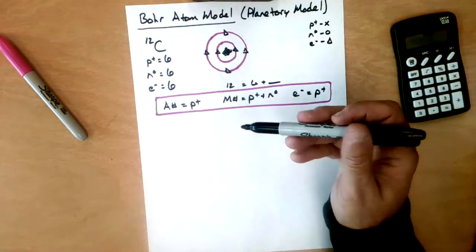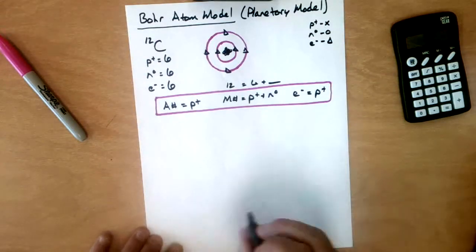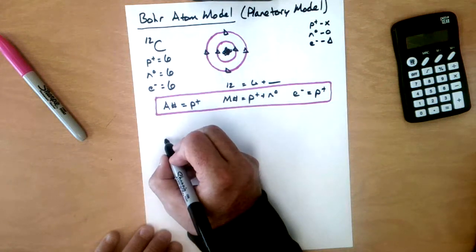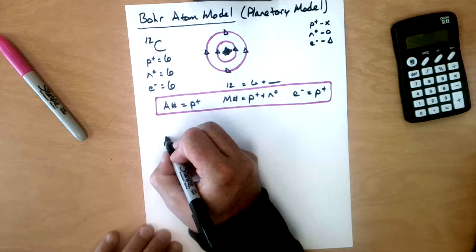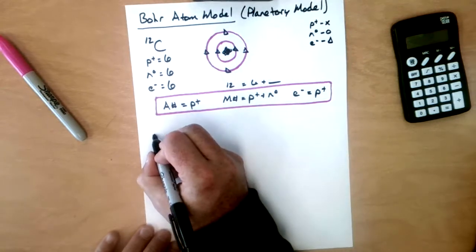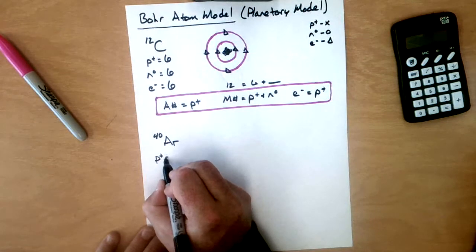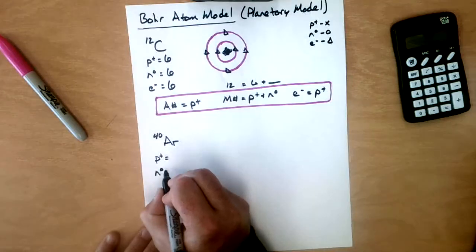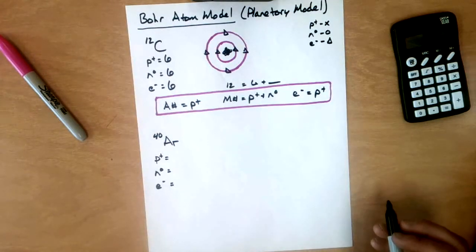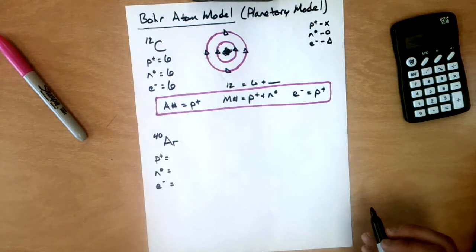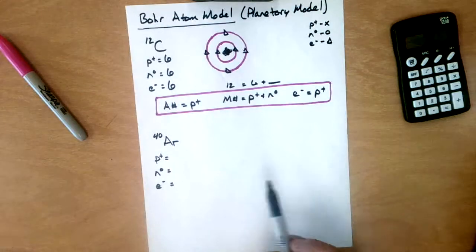All right, let's do one more. Let's do argon 40. I would like you to tell me, or to write down, how many protons, how many neutrons, and how many electrons there are in argon 40. Okay, so pause the video and run through this information up here to get the correct answers.